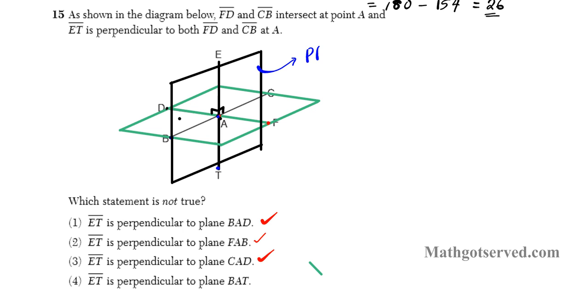Okay, so this is plane BAT, and it is not perpendicular to the line that we just looked at. Okay, the true statement would be that plane BAT is actually parallel to the line, because it has the same slope. So plane BAT is not perpendicular to line ET. All right, so option number 4 is wrong. Any 3 points that define this green plane right here are going to be perpendicular to this line. So that's the deal, bottom line. All right, so our answer is option number 4, because it's wrong. And that's it.